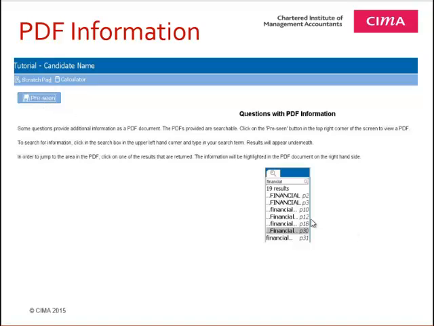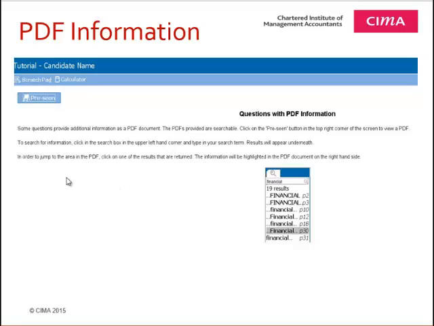So you might select which one you're looking at, click on the pre-scene, and to search for some information, click in the search box in the upper left-hand corner and type in your search item, and the results will appear underneath. So this might be very useful if you've got a document and you want to find, for example, the question is asking about market share.